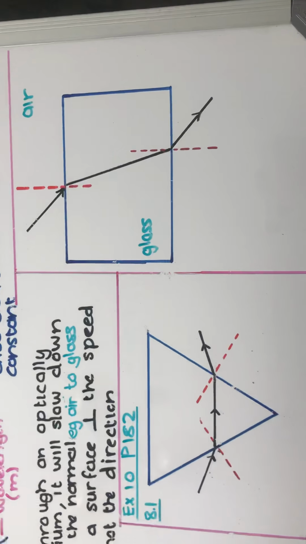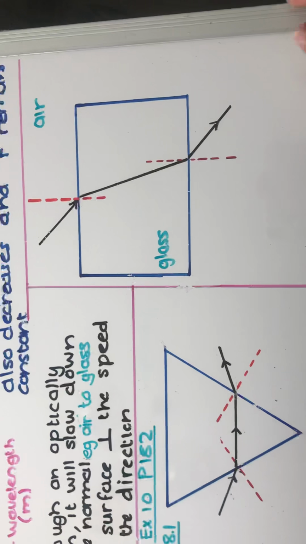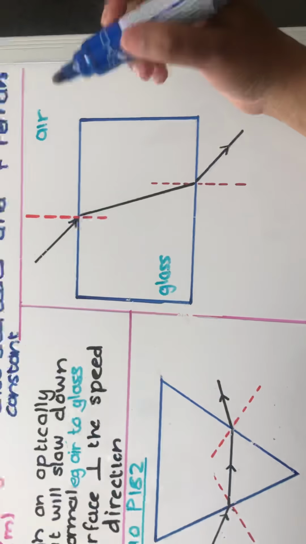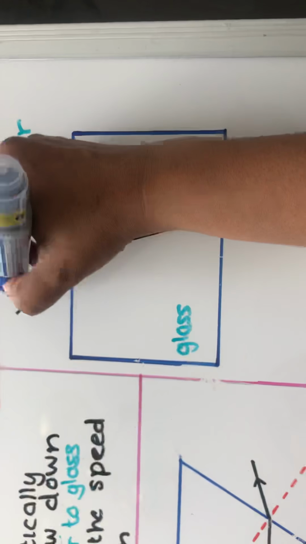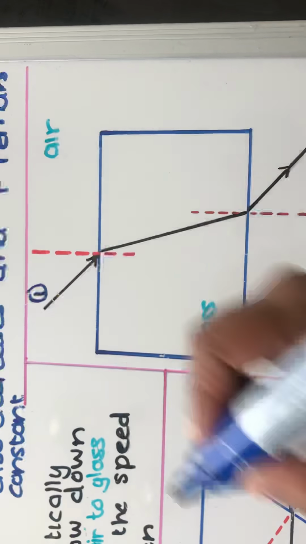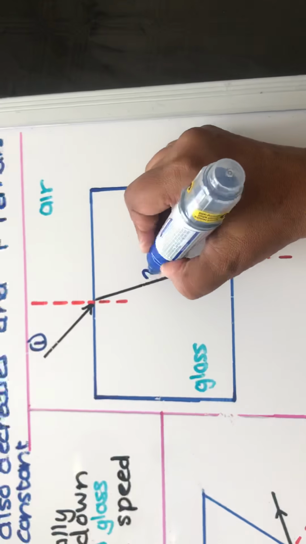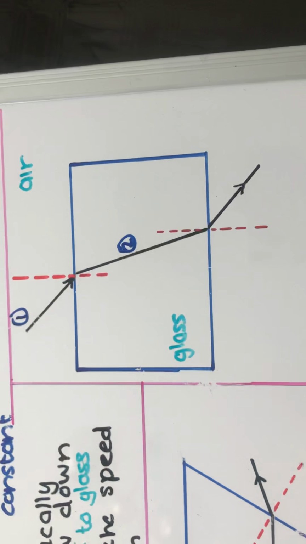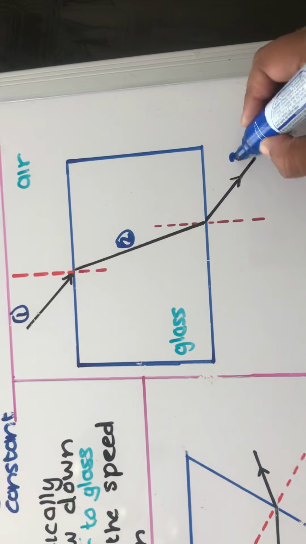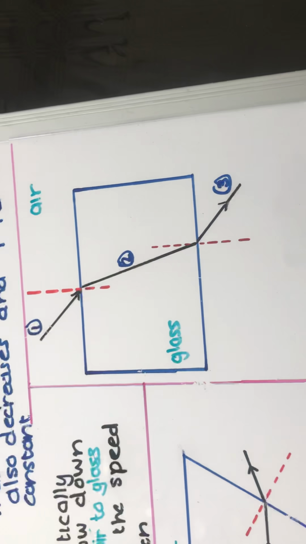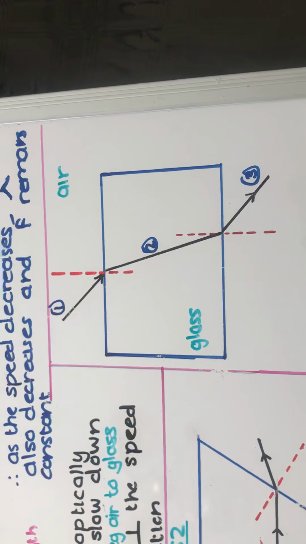When light is entering from air into a glass block, the incident ray is the ray of light that enters the surface. So that would be called number 1 according to the terms that have been given numbers on the left hand side. The refracted ray would be called number 2. And the emergent ray will be called number 3. So now we need to indicate the angle of incidence, the angle of refraction, and the normal.